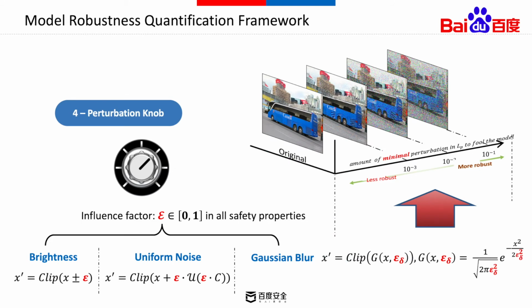The fourth component is the perturbation knob. This knob controls the amount of perturbation applied to the given input. When simulating safety properties, we introduce an influence factor epsilon in the range between 0 and 1. This epsilon appears in all safety property implementations. Here we only show 3 of those, and you can see for each of these implementations, epsilon is the built-in parameter that influences the output of the simulation result. By linearly searching in this space, the perturbation knob can empirically identify the robustness bound. We refer the audience to the paper for more detail about the influence factor.